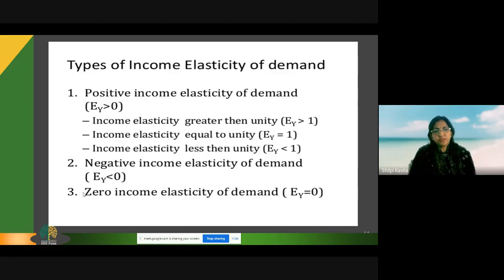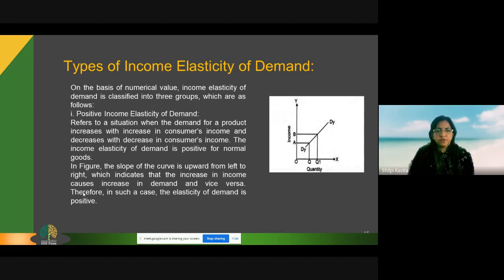There are three types of income elasticity of demand: positive income elasticity of demand, negative income elasticity of demand, and zero income elasticity of demand. These three will be explained. First of all, the positive income elasticity of demand. This is a situation when demand for a product increases with increase in consumers' income and decreases with decrease in consumer income. This is a normal phenomenon which we observe in ourselves also.